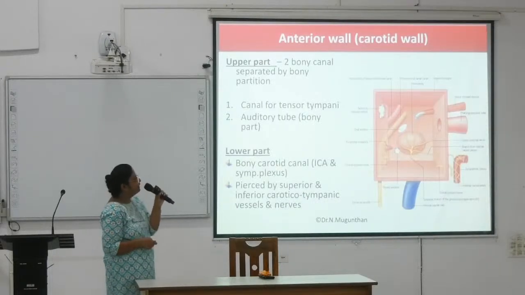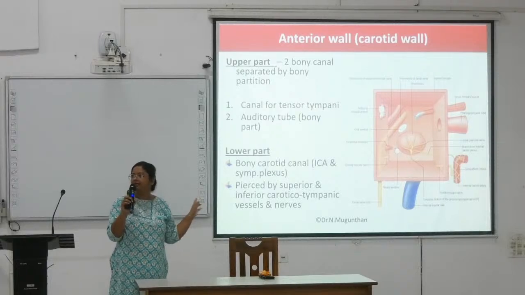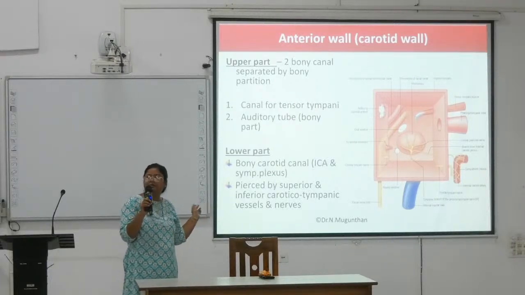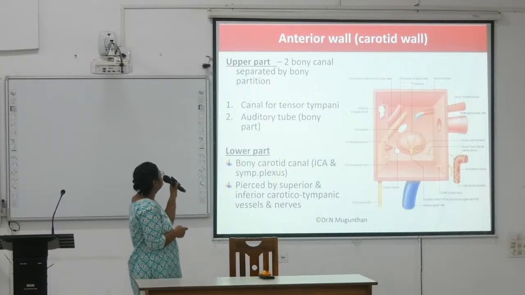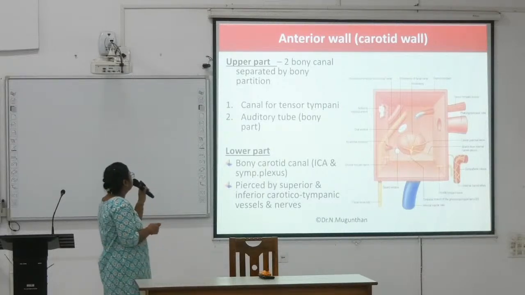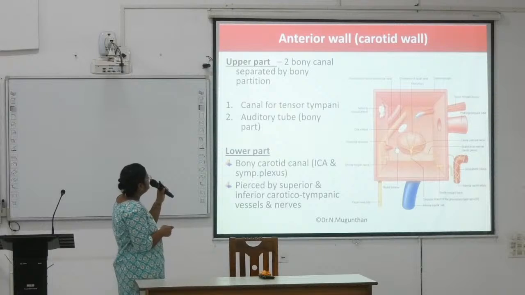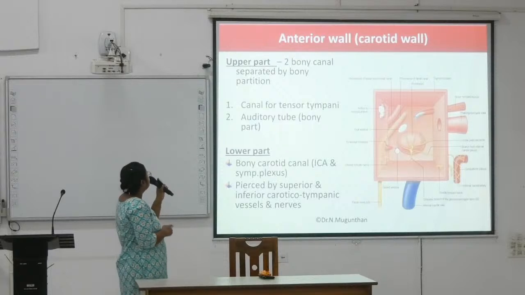Now we go to the anterior wall. The tympanic membrane was forming the lateral wall of the middle ear. The anterior wall of the middle ear has the carotid canal in the lower part. It is also known as the carotid wall because the internal carotid artery is lying in close relation.